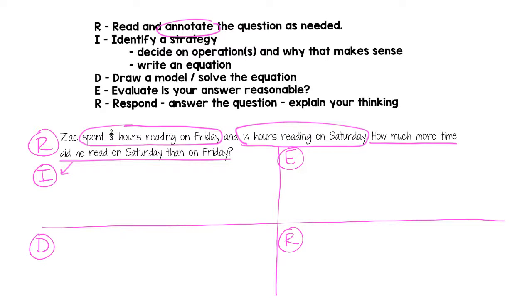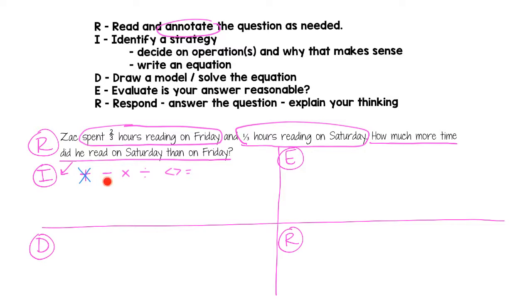Let's think. Decide on an operation and why that makes sense. Addition, subtraction, multiplication, division, comparing. Does it make sense that we are adding them together? Are we putting together 2/3 hours and 1/3 hour? Will that answer our question? We can do that, but will that tell us how much more time he read on Saturday than on Friday? No, that'll tell us how much time he read total. So we are not going to add.